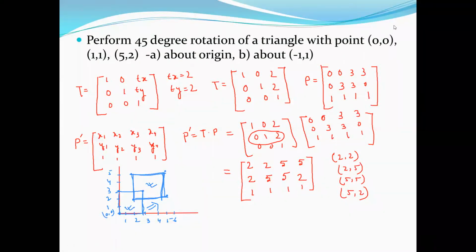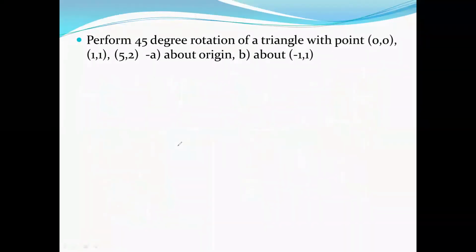In the next problem, I will discuss how to perform the rotation for a triangle. So you have a triangle with points 0, 0, 1, 1, 5, 2. Now, as I discussed in your previous class, the rotation is always performed with respect to the origin, but if you want to perform the rotation with respect to some other points, then you have to perform the rotation followed by translation.